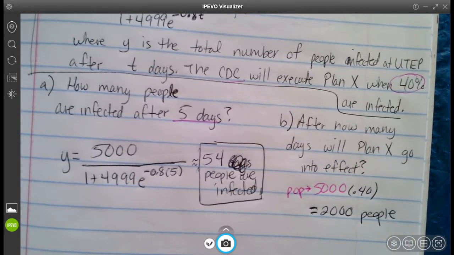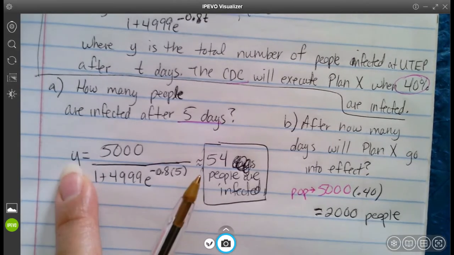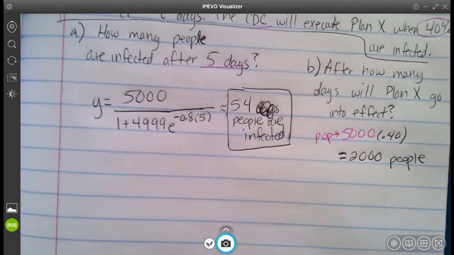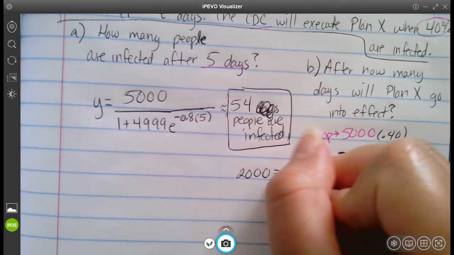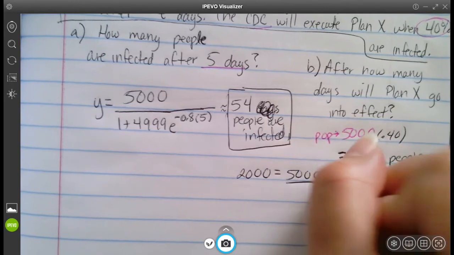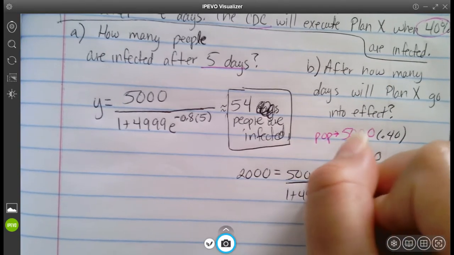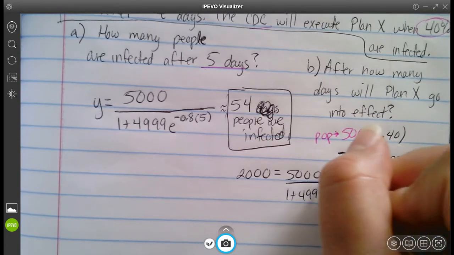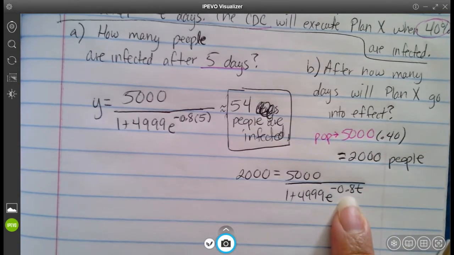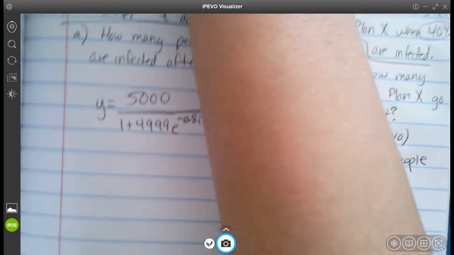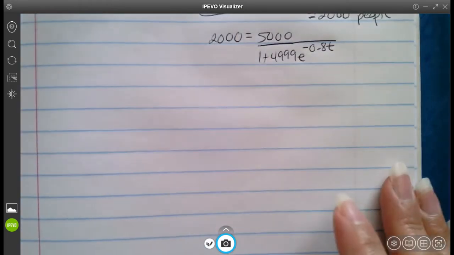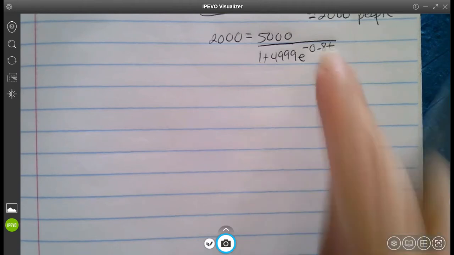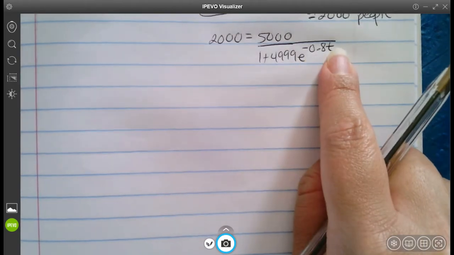Okay. So what we're going to do now is we're going to plug in this 2,000 into the y, because that represents the number of people infected. So 2,000 equals 5,000 over 1 plus all this e to the power of negative 0.8 t. And in this case, we're looking for t. Okay, so let's go ahead and work this out. This is kind of a fun problem for if you're a math person. But basically what I'm going to do is try to get this part by itself first and then the t by itself.